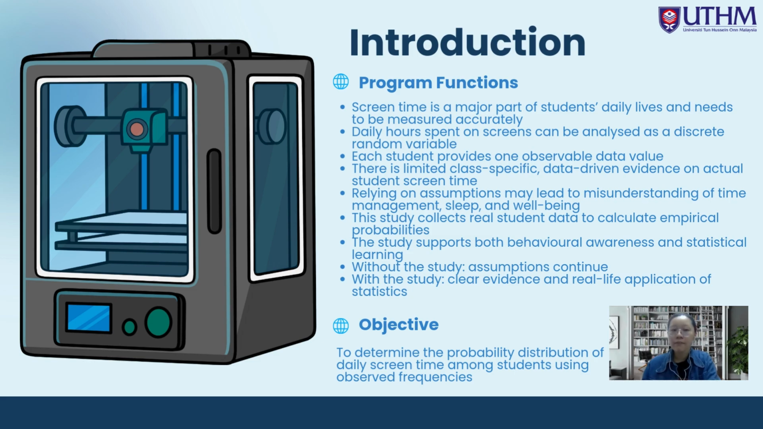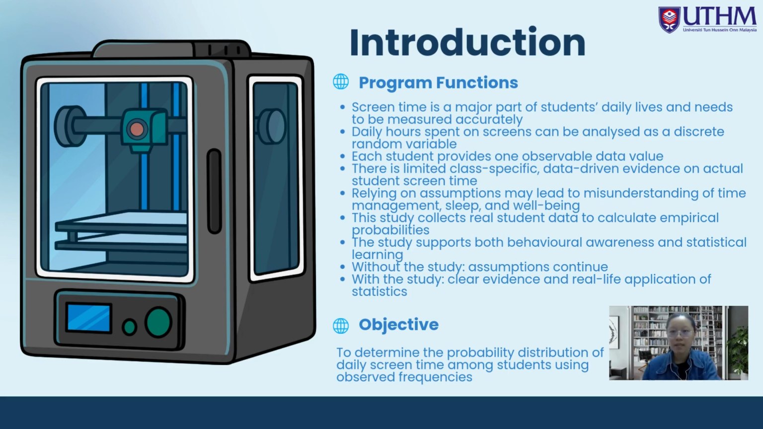The main objective of this study is to identify the probability of daily screen time among the students by analyzing the number of hours spent per day as a discrete random variable and computing probability values based on observed data. By conducting this study, it provides clear evidence about students' screen usage, increases self-awareness, and enhances the practical understanding of statistics in real life.